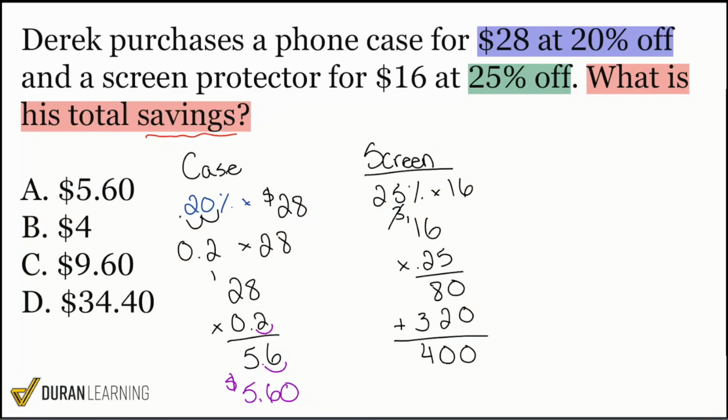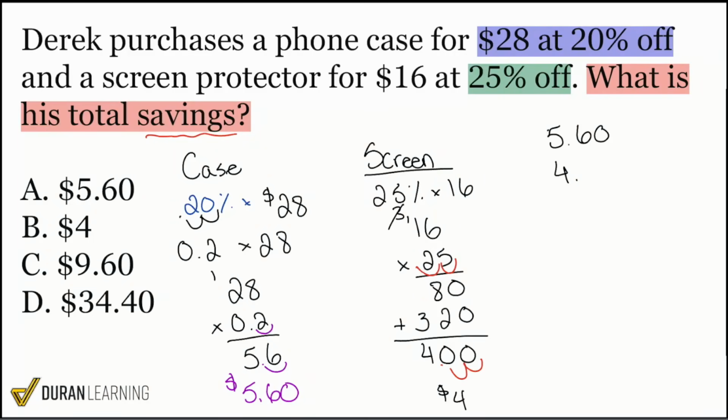And we are supposed to bring back 1, 2 decimal places. 1, 2, and there we go. Booyah, the correct answer for this part here is $4. And so then we add those savings together.